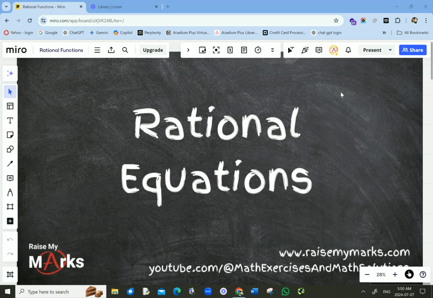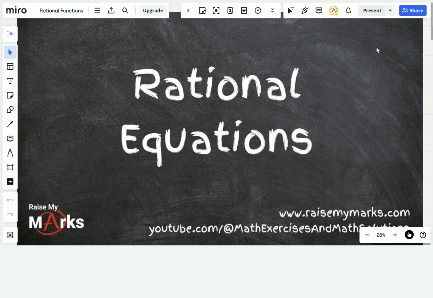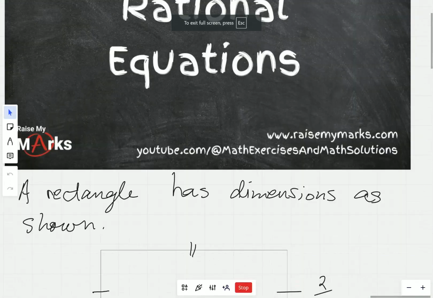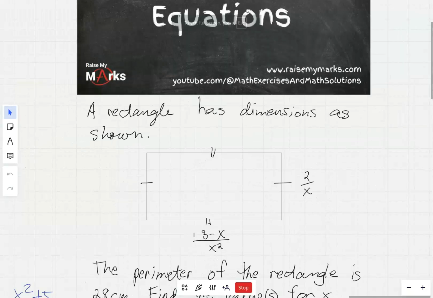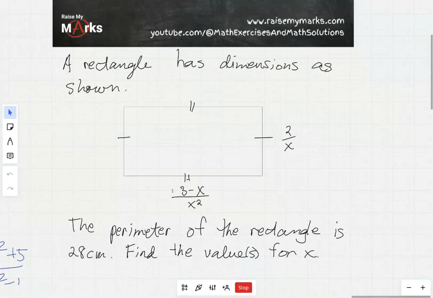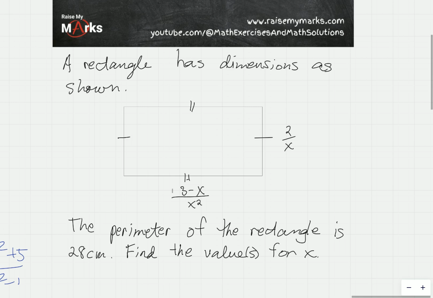So in this video, we're going to continue with rational equations, but in this particular example, we have a word problem. So let's have a look at it. A rectangle has dimensions as shown. The width is 2 over x and the length is (3 minus x) over x squared. And we're told that the perimeter of the rectangle is 28 centimeters.